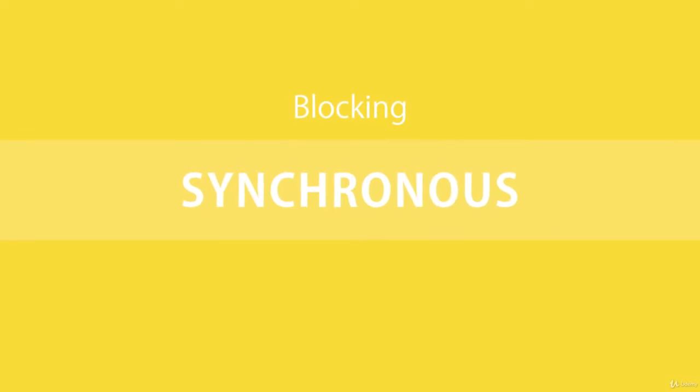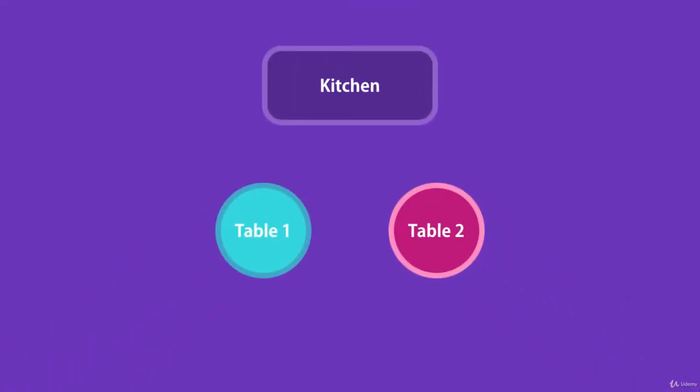Let's see how that works. So back to our restaurant example, imagine you go to another restaurant, and in this restaurant, a waiter is allocated to you. They take your order and give it to the kitchen. Now they're sitting in the kitchen waiting for the chef to prepare your meal. At this time, they're not doing anything else. They're just waiting. They're not going to take an order from another table until your meal is ready. This is what we call blocking or synchronous architecture.